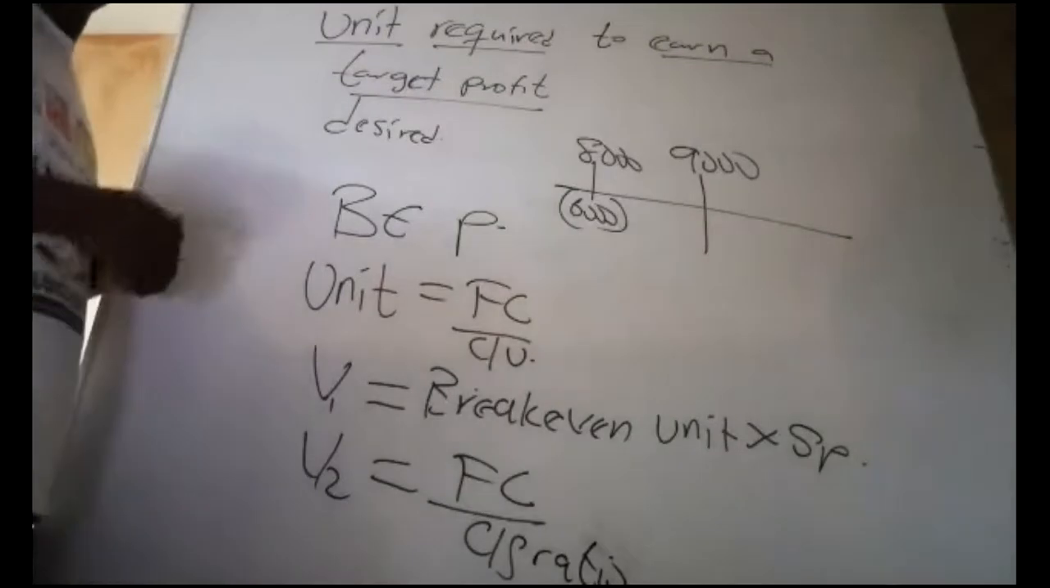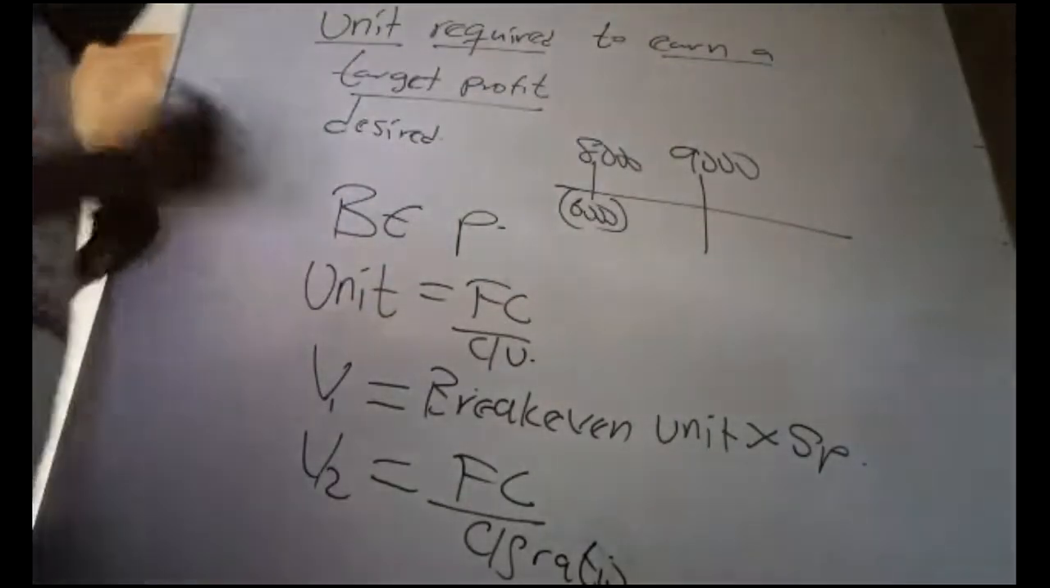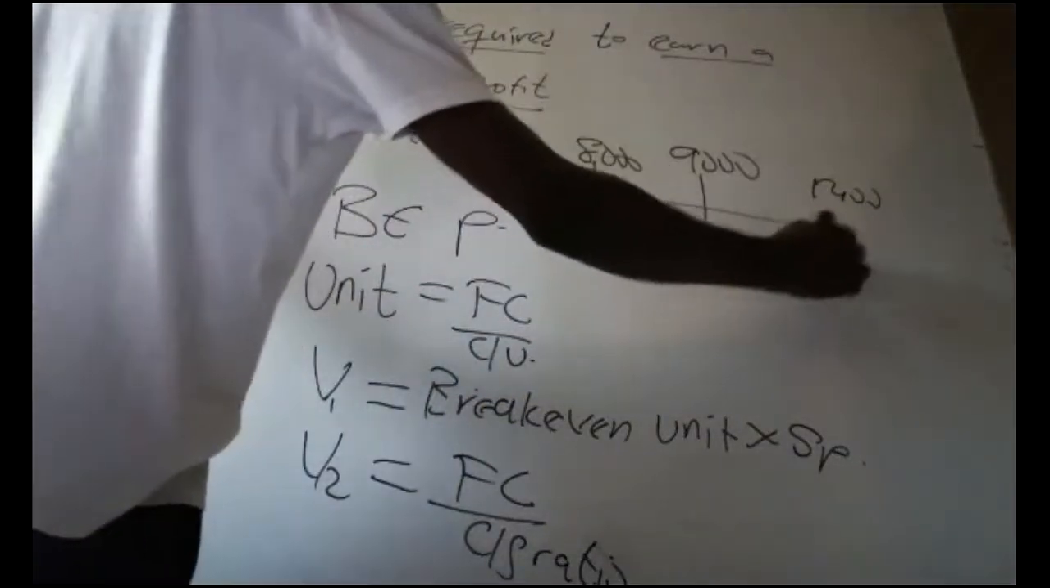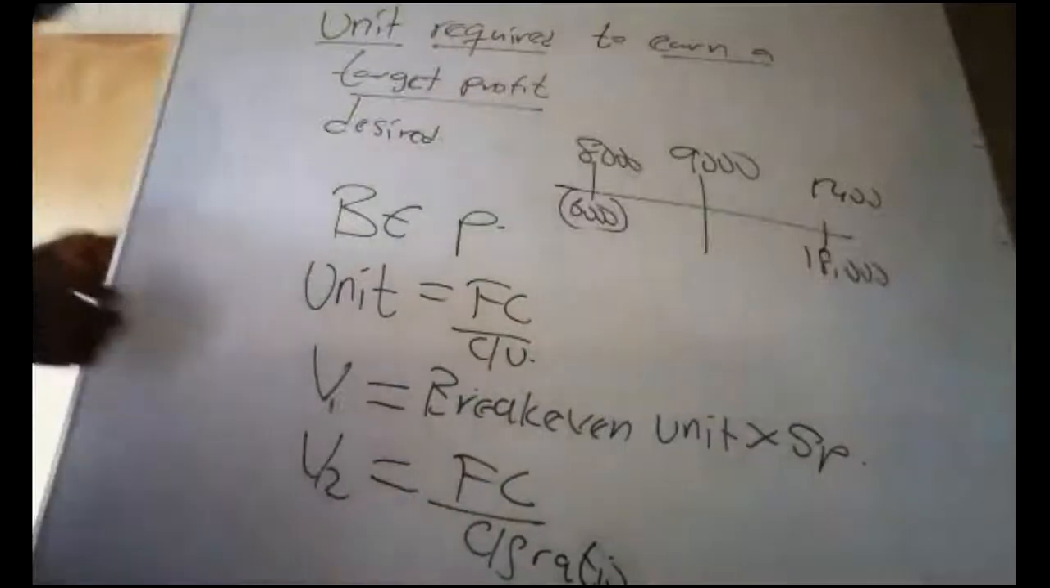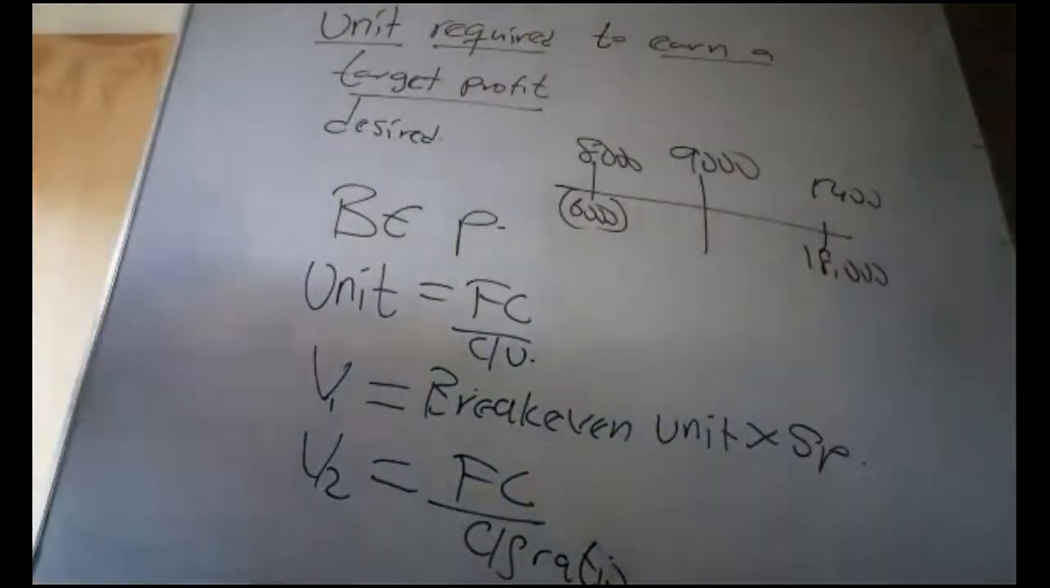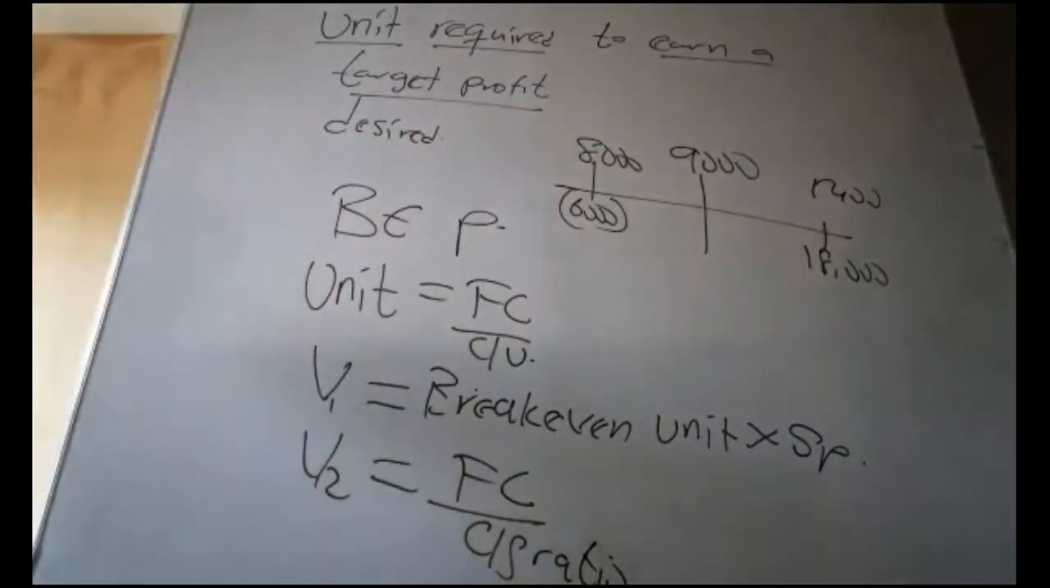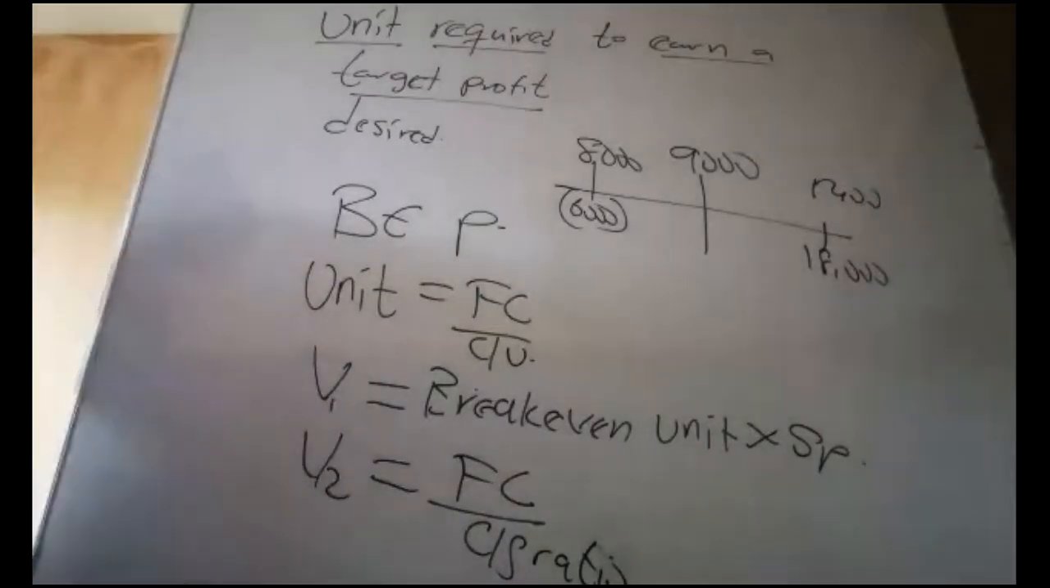So when they produce 8,000. Anytime you produce above the break-even units, which is the 9,000, you get profit. So if you produce 12,000, there's a profit of 18,000. Now, this company wants to get the profit of, let's say, 20,000. They want to get a desired profit. We call it target profit.